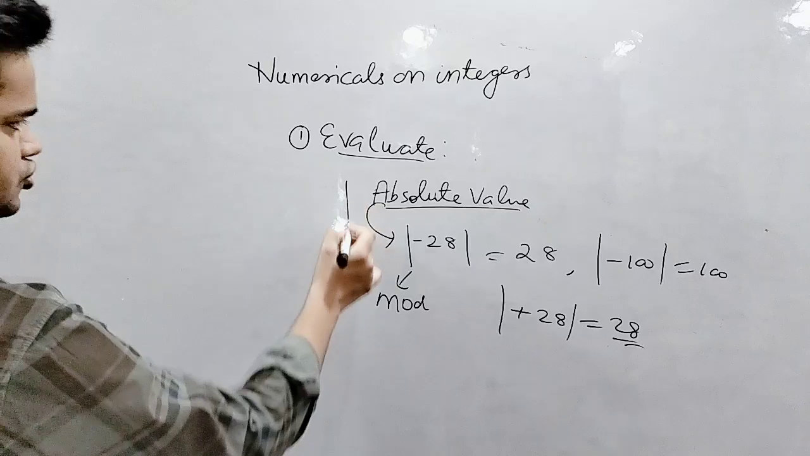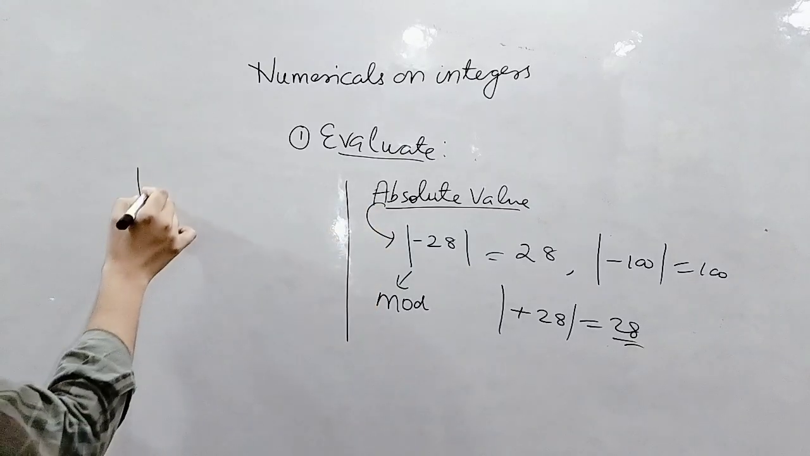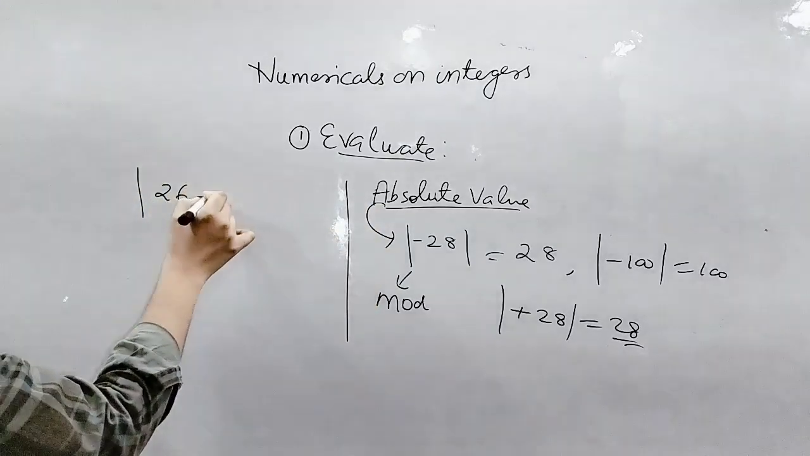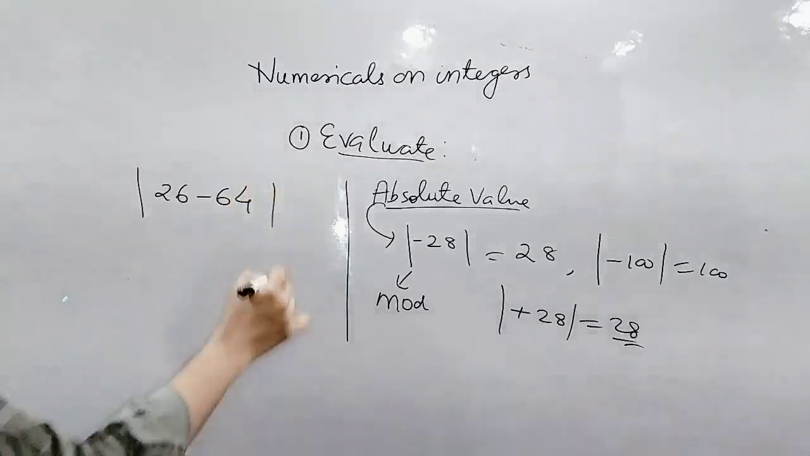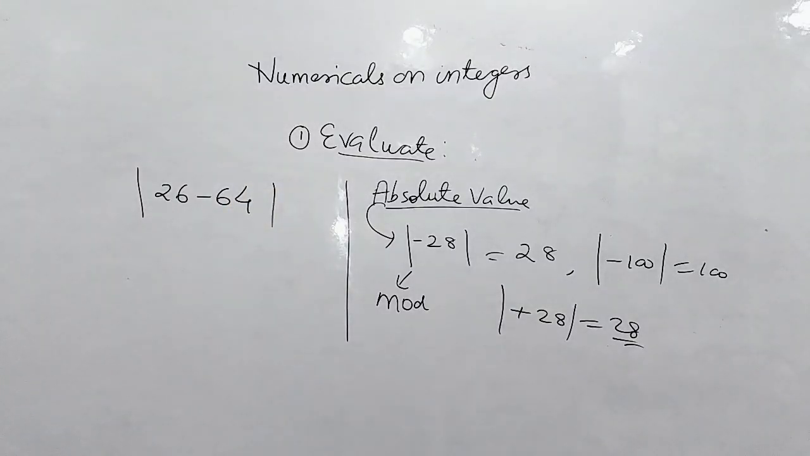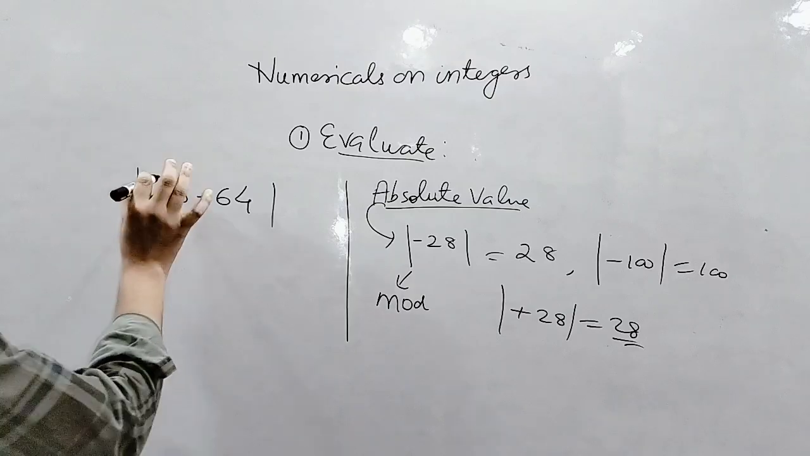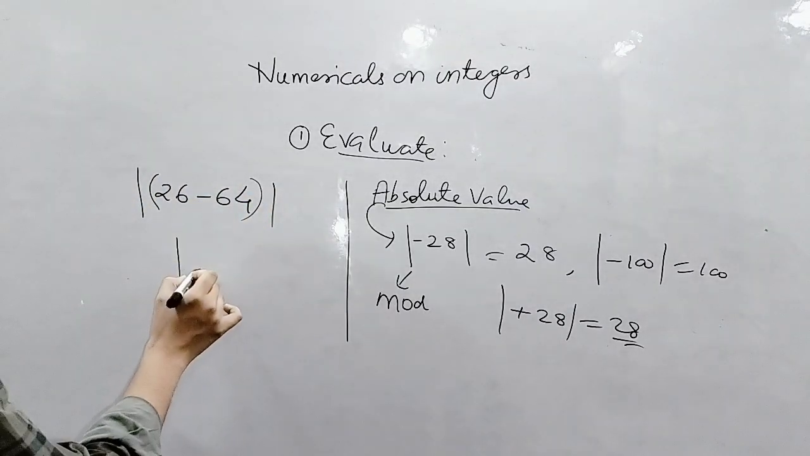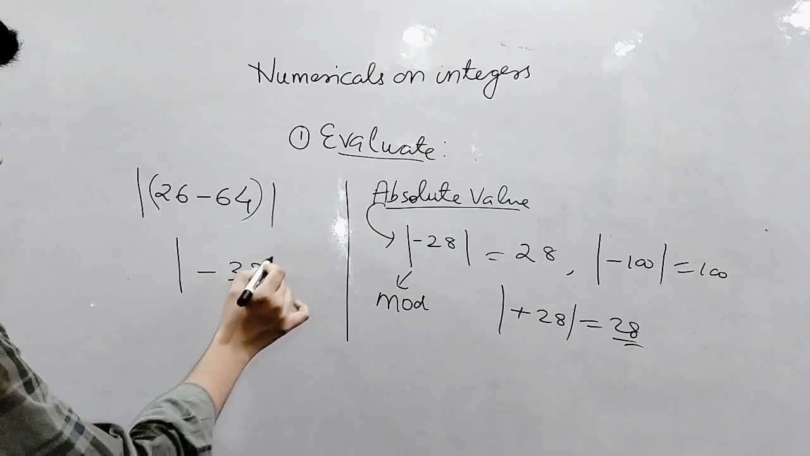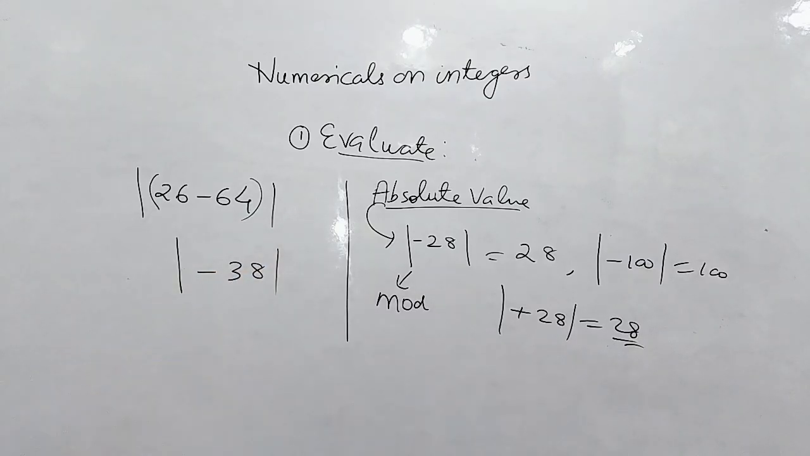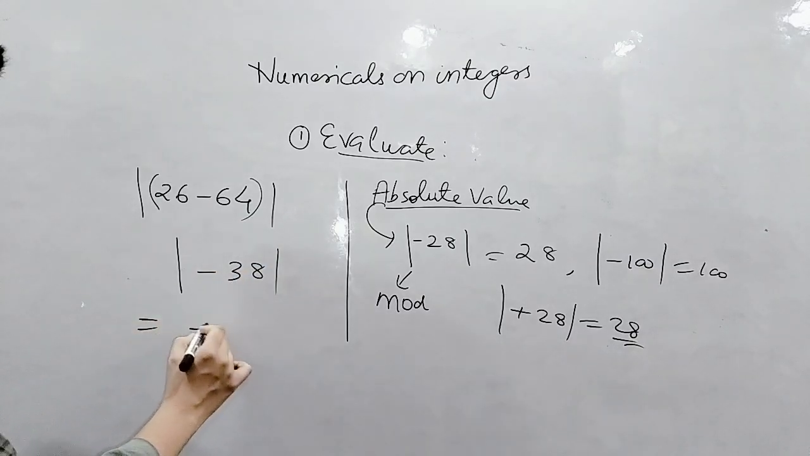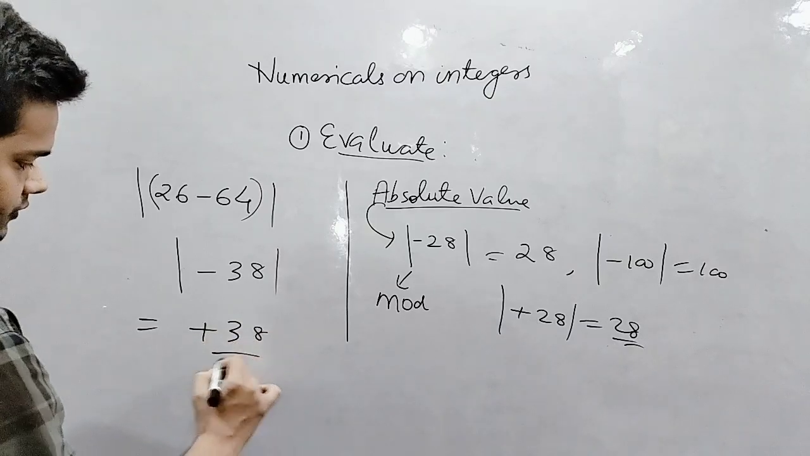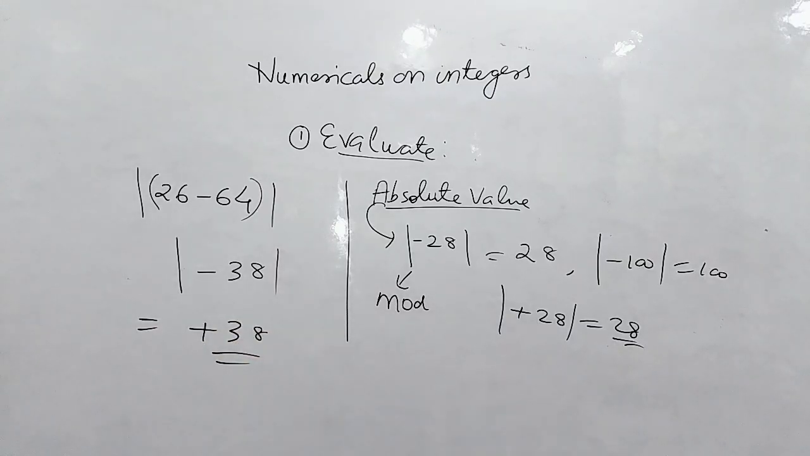So if I want to solve it now, the question is 26 minus 64 inside a modulus. So pehle I have to evaluate this term. So this becomes minus 38. Now since there is a modulus sign, this becomes plus 38. Okay, note it down.